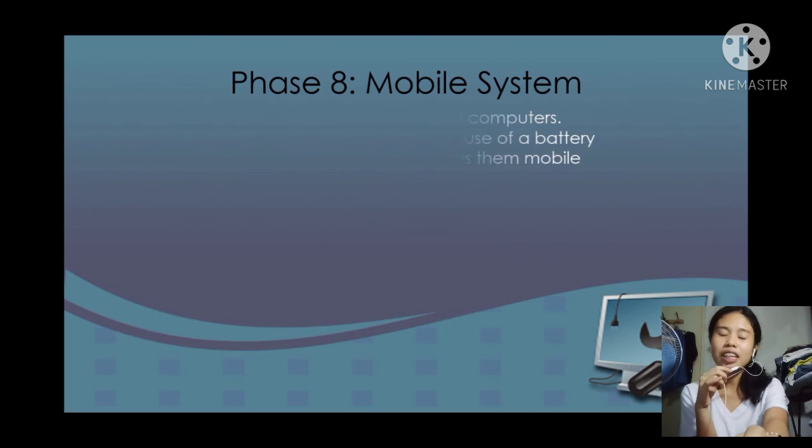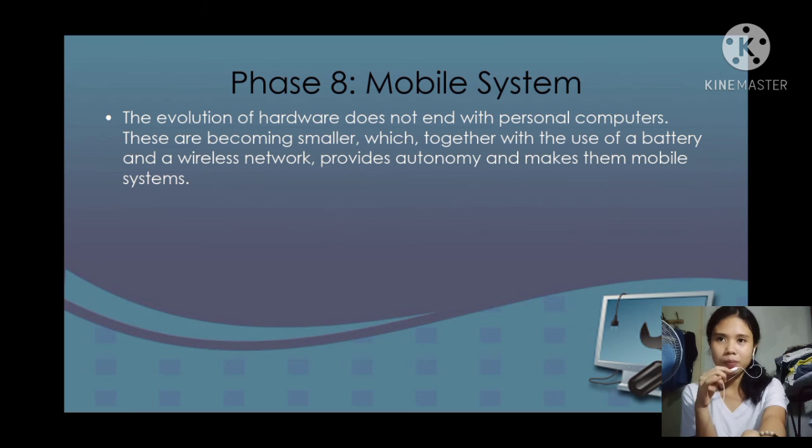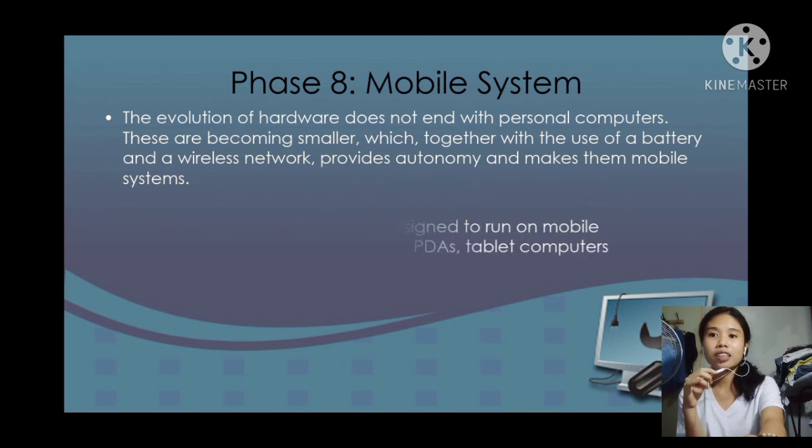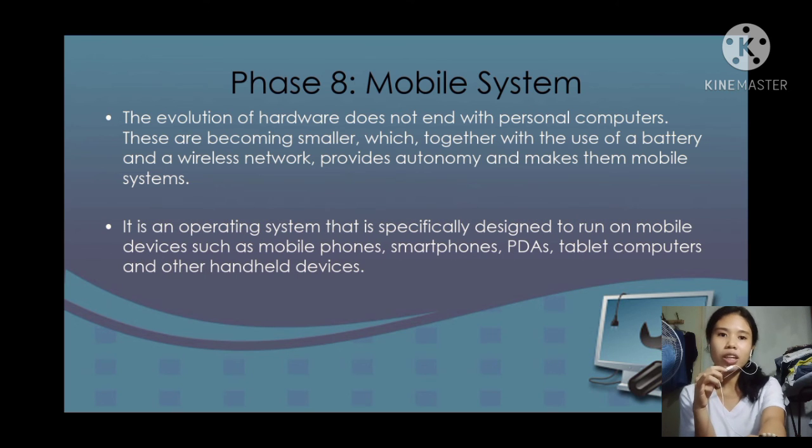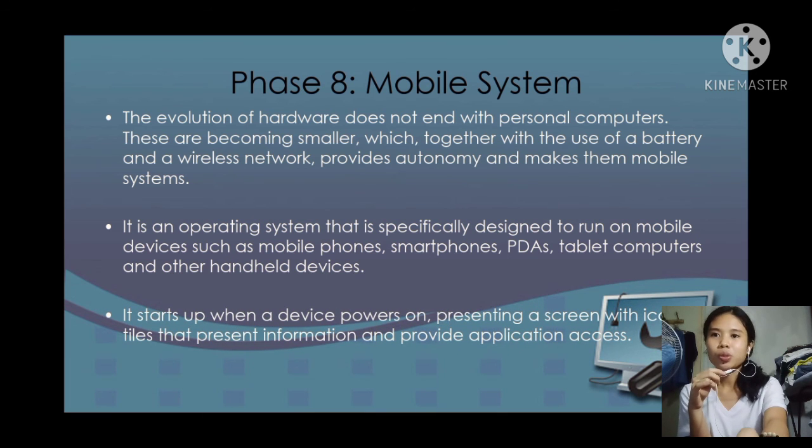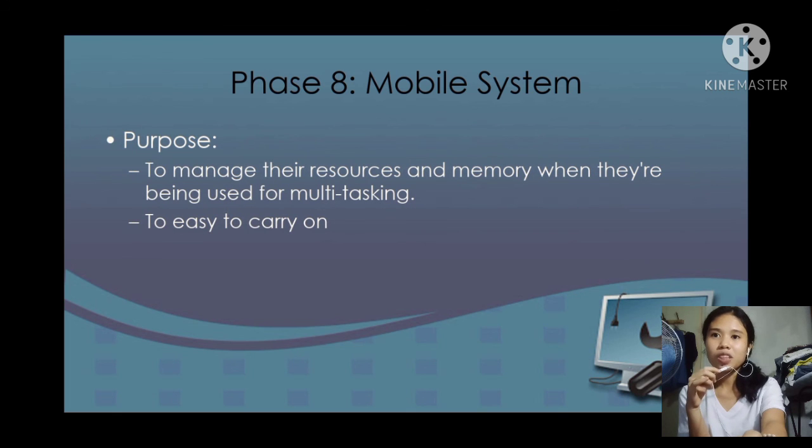So, next is the last, the Phase 8, the mobile system. So, hindi pa nagtatapos dito yung evolution ng personal system. Dito sa mobile system, kasi ay mas pinaliit lang nila yung devices and ginawa nilang wireless. But, meron battery na kailangang i-charge through connecting to electricity para magamit siya ng isang user. So, the purpose niya is to manage the resources and memory when they're being used for multitasking and to be easy to carry on, para mas madaling dalhin kung saan-saan kumpara naman sa mga devices sa naunang phases.